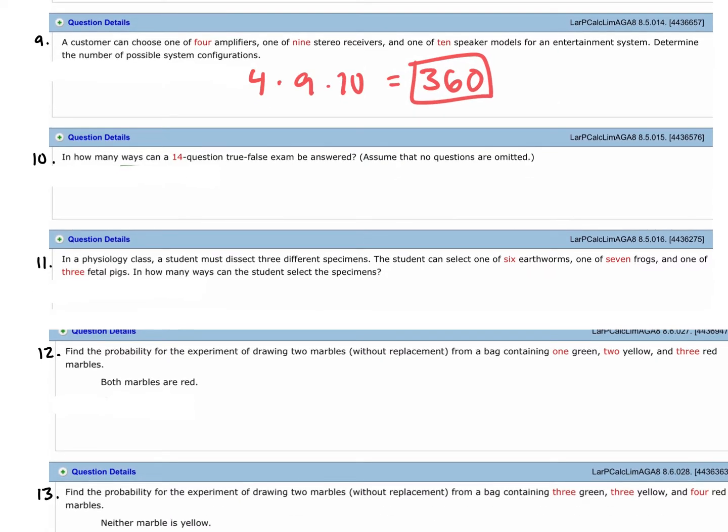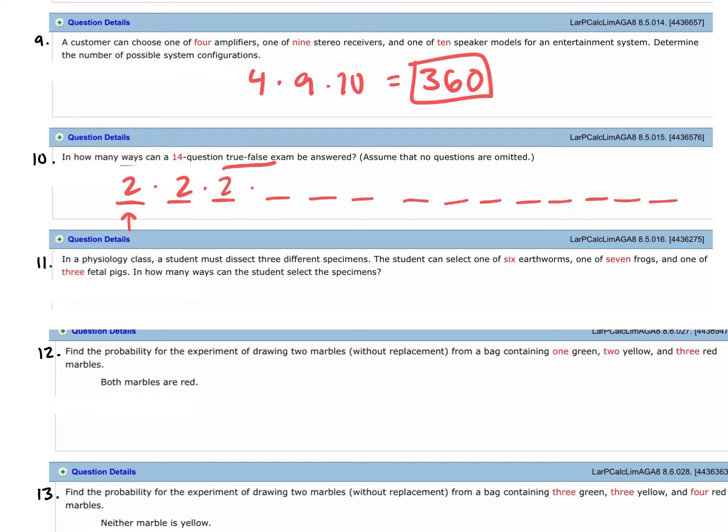In how many ways can a 14-question true-false exam be answered? So there's 14 questions. 1, 2, 3, 4, 5, 6, 7, 8, 9, 10, 11, 12, 13, 14. How many different answer choices do I have for the first spot here, for that first question? 2. It's true or false. So there's 2 different answer choices there.